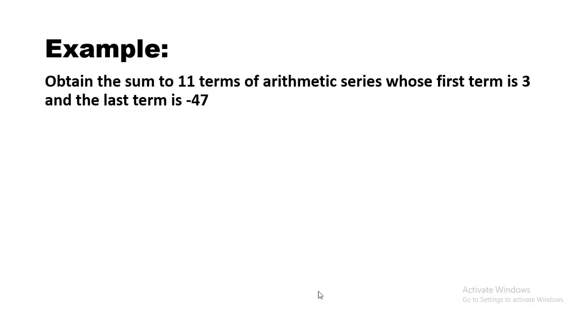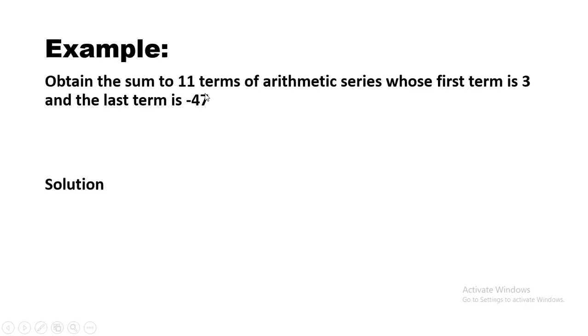Moving on. Okay, now they are saying obtain the sum to 11 terms of an arithmetic series whose first term is 3 and the last term is minus 47. Now they are saying that there is an arithmetic series. We need to find the sum of that series up to 11 terms, alright. And they have told us that the first term of the sequence is 3 and the last term is minus 47. They have not given us the complete sequence. They have just told us that the first term is 3 and the last term is minus 47, and you need to find the sum to 11 terms.